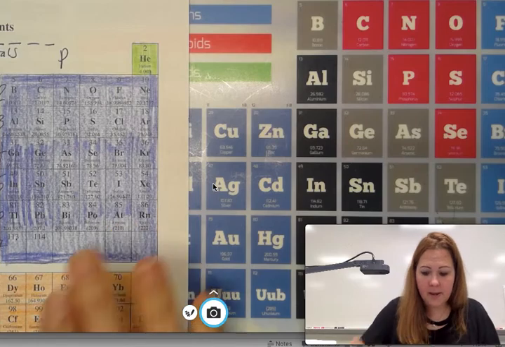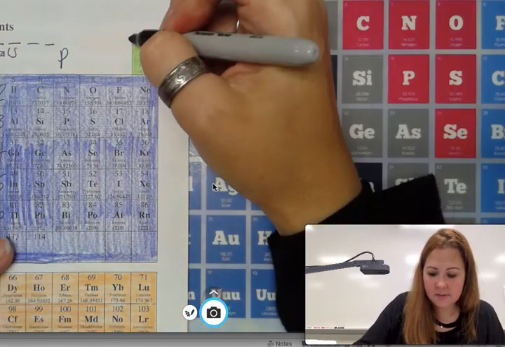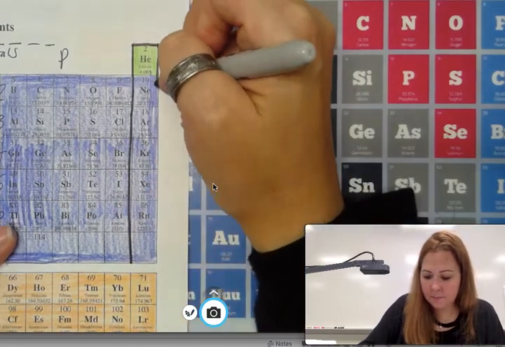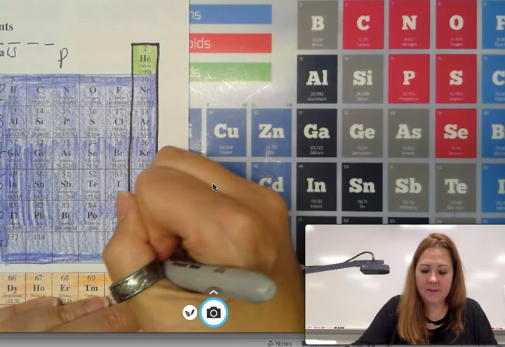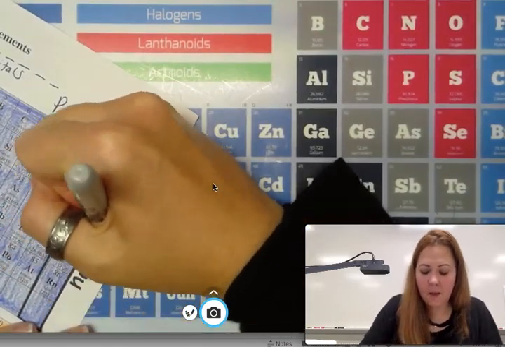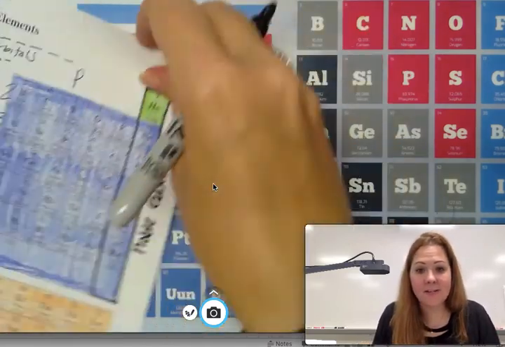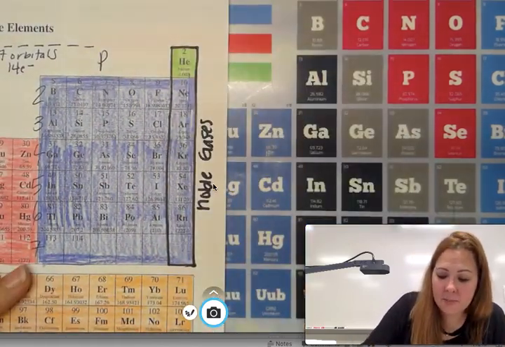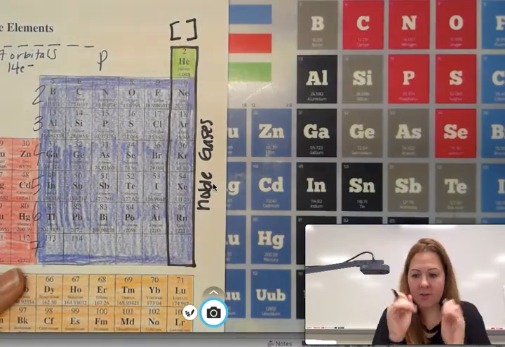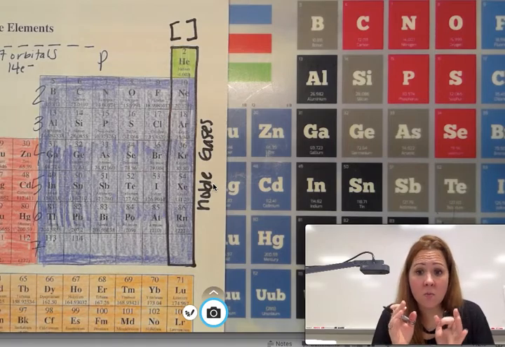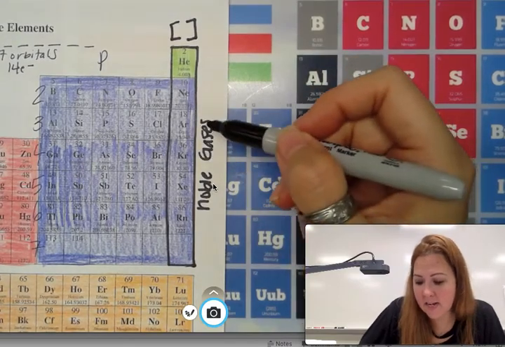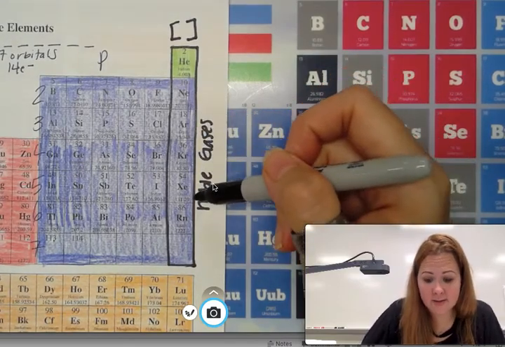And I have a Sharpie in my hand, and I'm just going to take this and color the noble gases. And I'm going to label this as noble gases. As a reminder to myself, with my noble gases, I'm going to put that element into brackets. That's just to lock everything in and say, hey, I know the electron configuration for argon, or I know the electron configuration for xenon. I'm going to continue on after that.